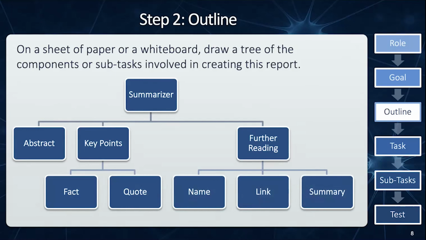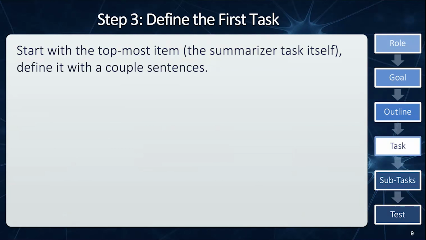I'm going to want to have the name of the article, a link to the article, and then a brief summary of the article itself. Now, this is my task decomposition. Yours may be different. Okay, so now that we have the outline for our task decomposition, the next step is to define the very first task. So we're going to start with the topmost item, the summarizer task itself, and I want to define it with a couple sentences. All right, pause the video here, try this yourself, and then we'll take a look at my solution.